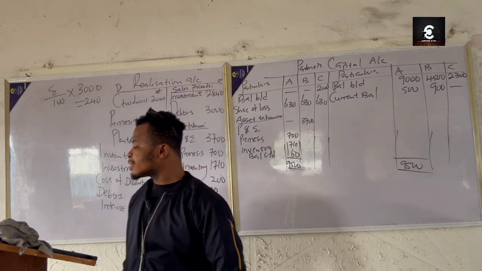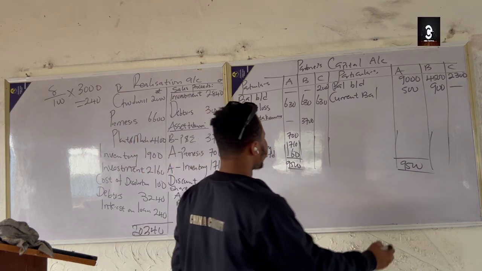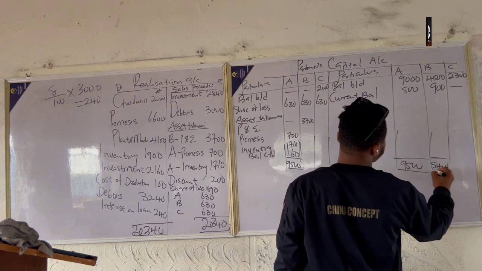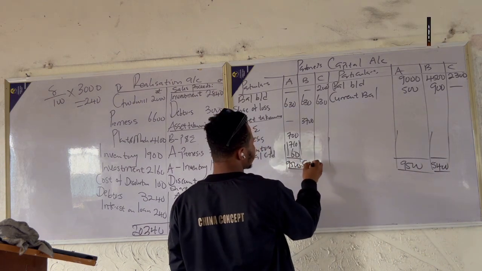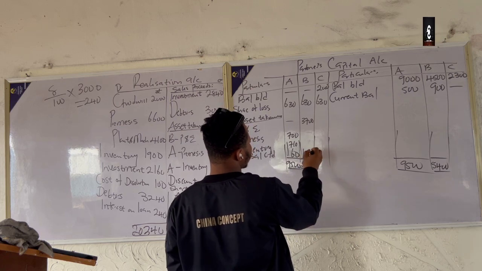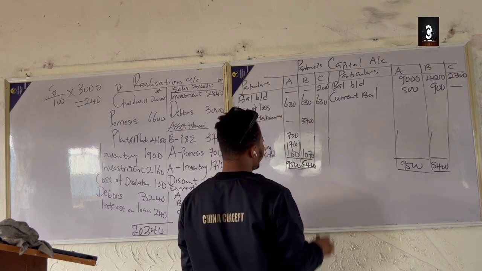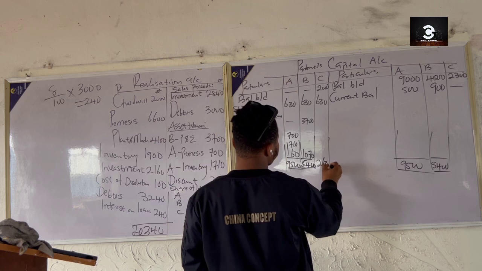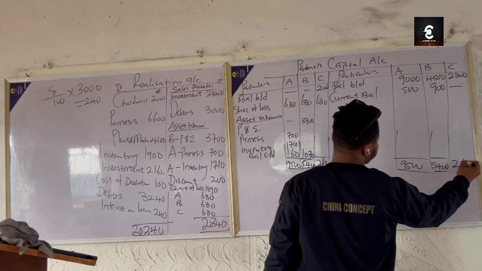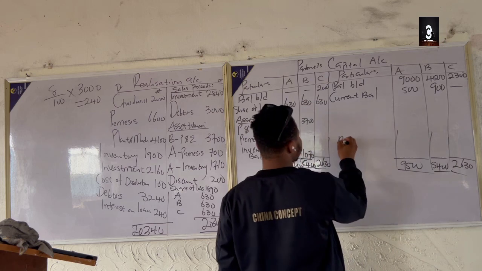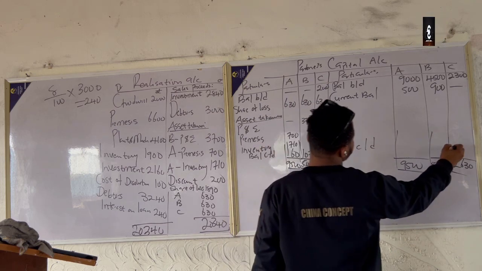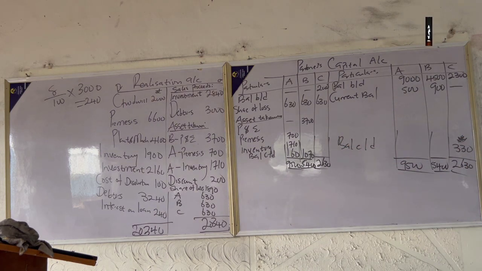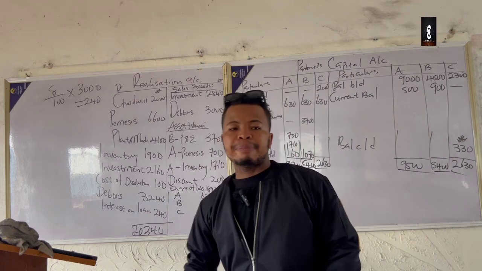Then the same thing applies to B. B is 5,400. If you add 4,500 plus 900, it is 5,400. We'll close with 5,400 and the difference is 1,070. But when it comes to C, this is 2,630, which is the higher value. The difference is balance carried down, which is what? 330. This 330 is the deficiency that we are going to share among the partners.